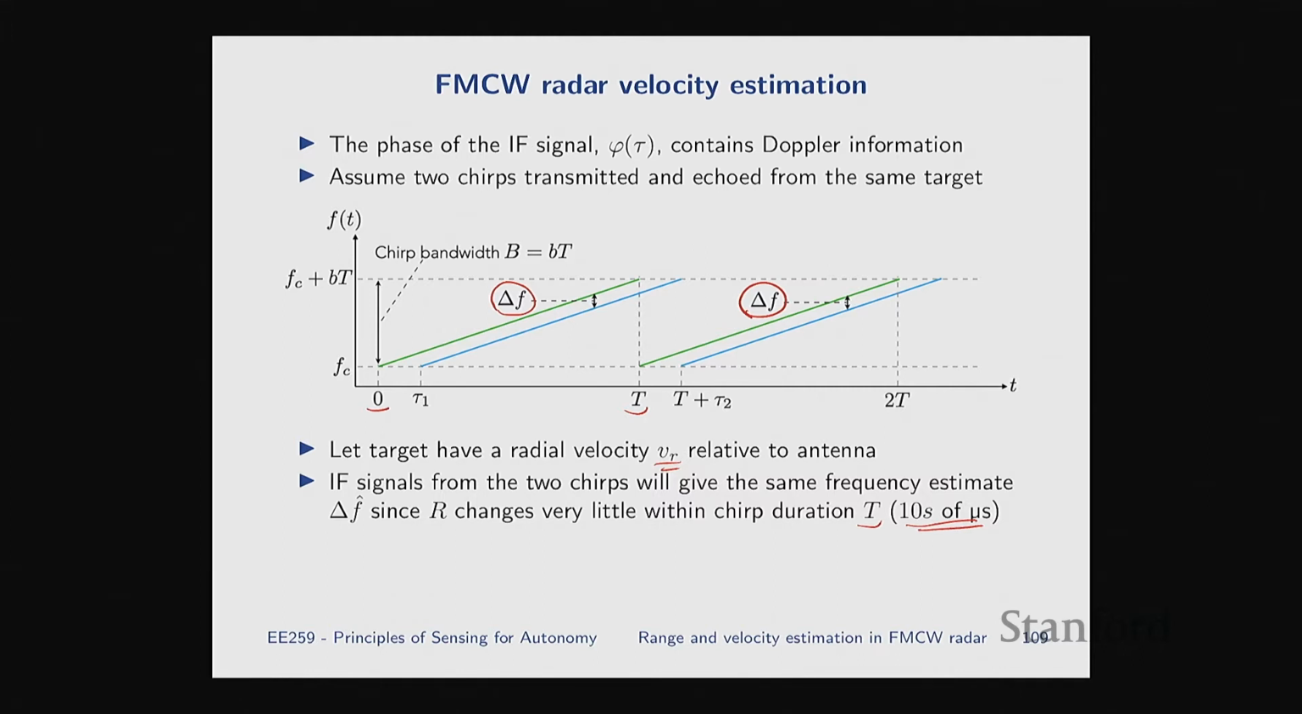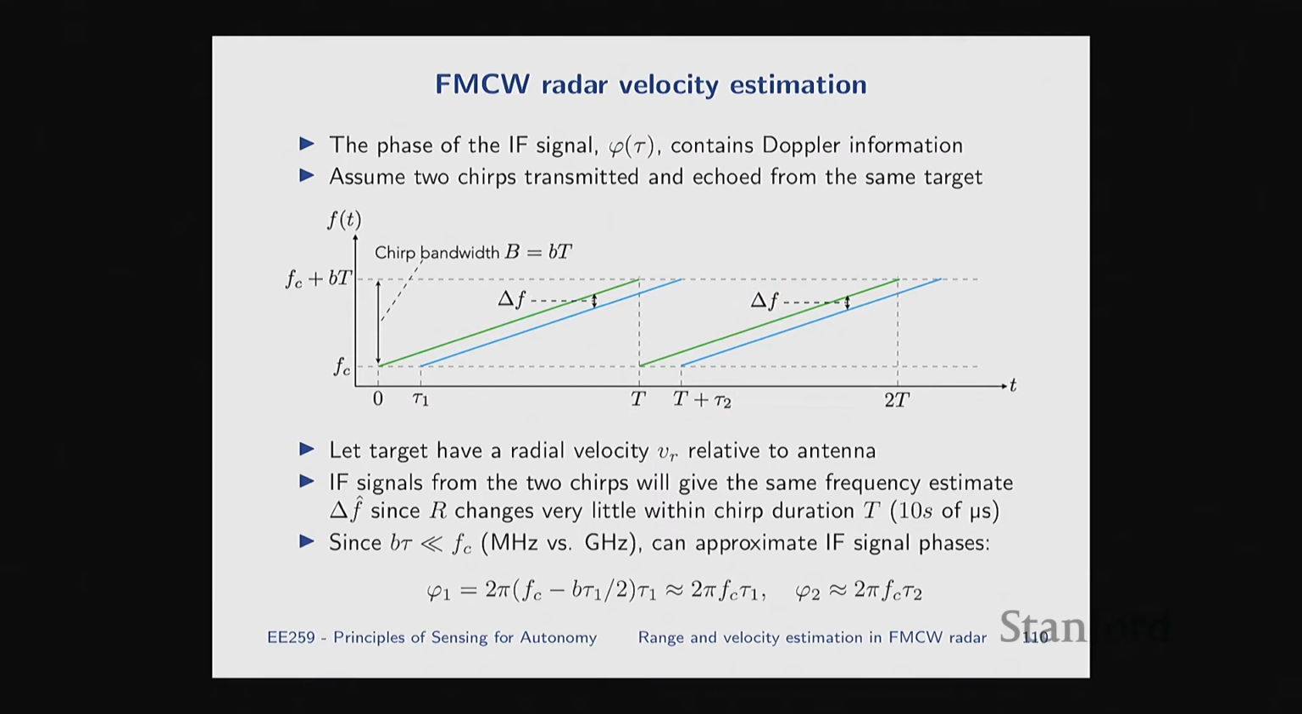So delta f is the same between the two consecutive chirps, but nevertheless, the round trip delay is changing a little bit, and that would affect our phi, because phi is only a function of tau. How much does it affect phi? So let's look at it. Let's first look at phi 1, which is the phase of the downconverted signal from the first chirp. You have S_IF1 of t from here, and you get S_IF2 of t from this one. So what is phi 1? The expression for it was 2 pi times (fc minus B tau over 2) times tau.